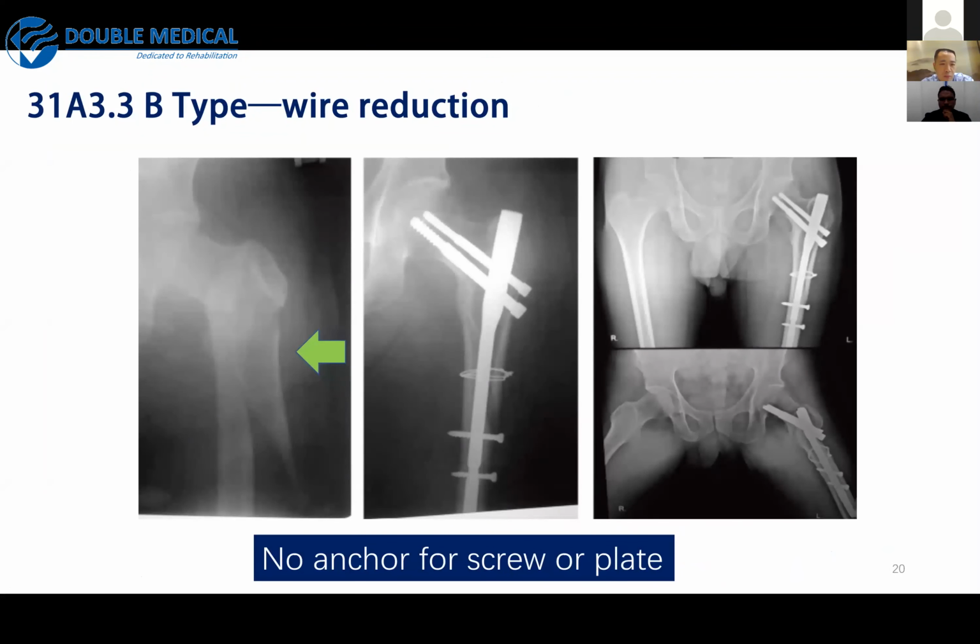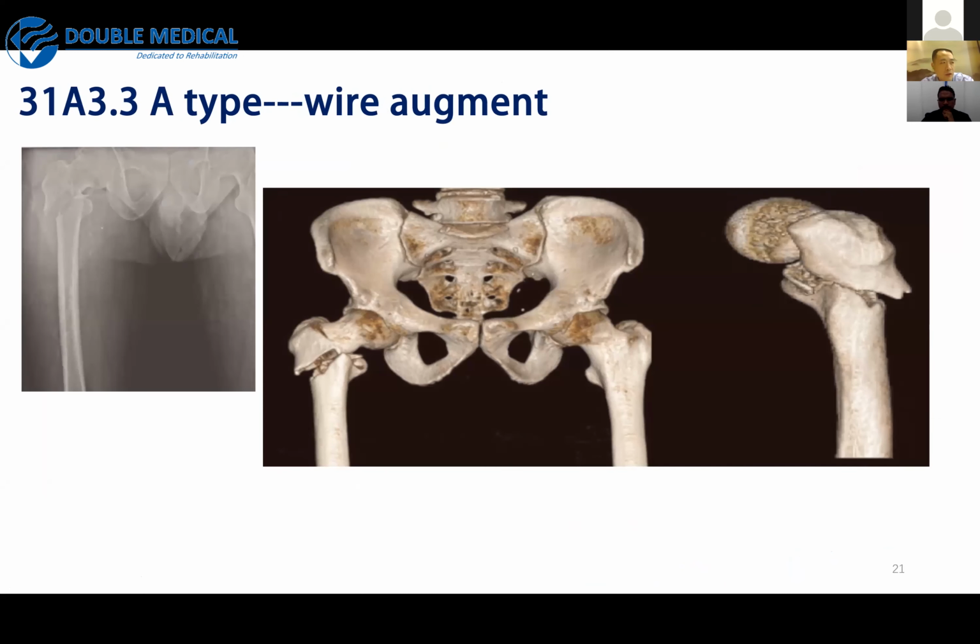So next we come to the B type. You can see the free fragment is very shallow, so you cannot put in a screw or plate. So you can use the wire as a reduction wire. After the wire reduction, you can put in the nail.